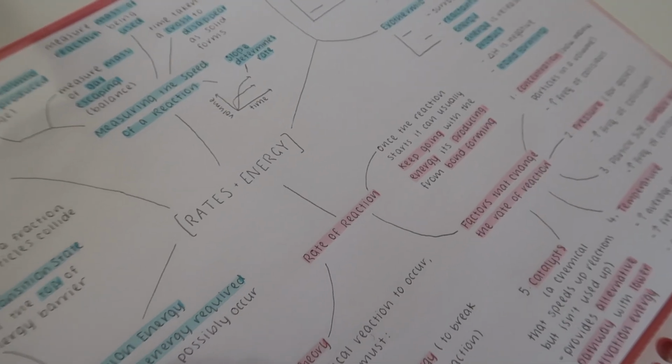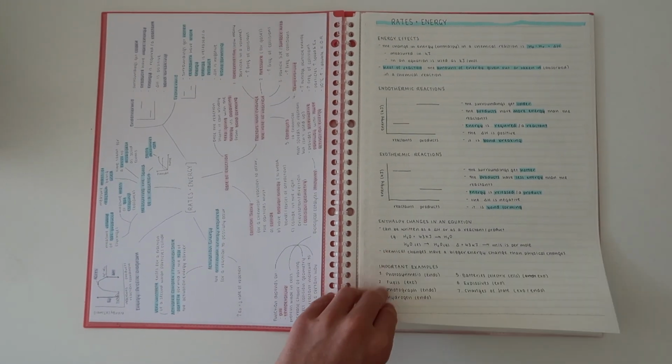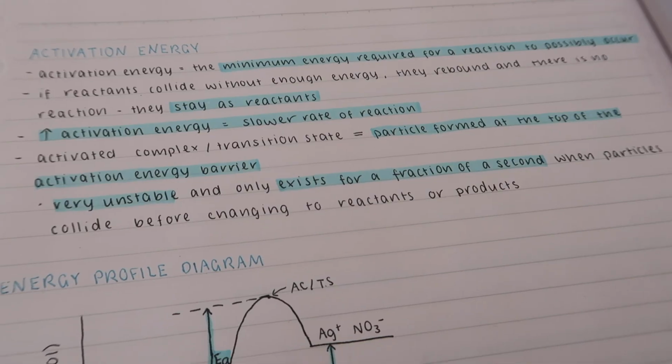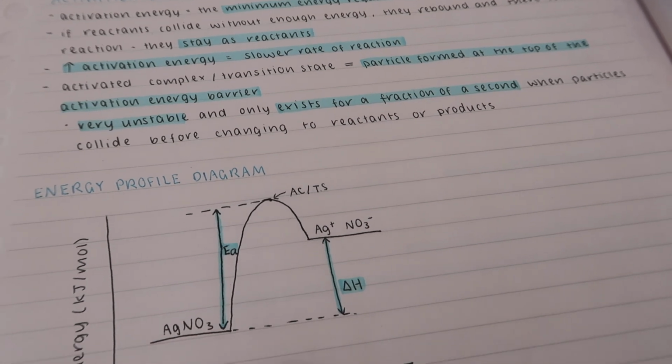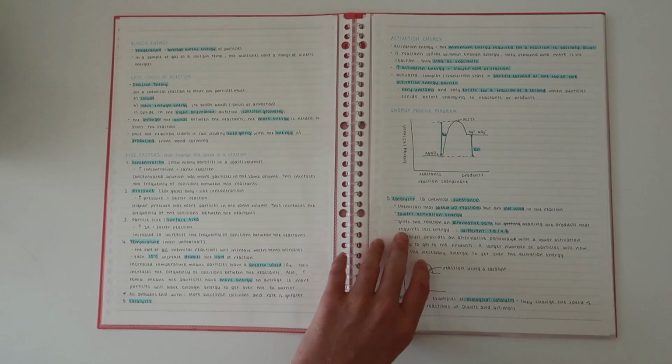So this is my lovely mind map for rates and energy. I really like that one. It's aesthetic. And these notes were nice as well. I like them. This blue color, this is one of the mildliners that I have. So yeah, these notes were really nice.